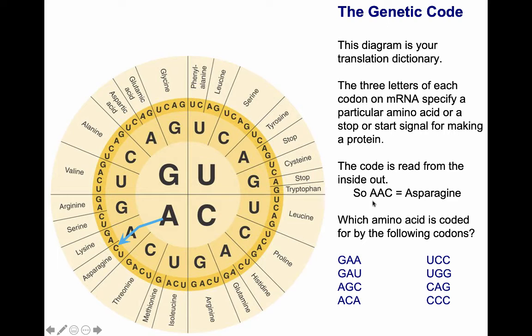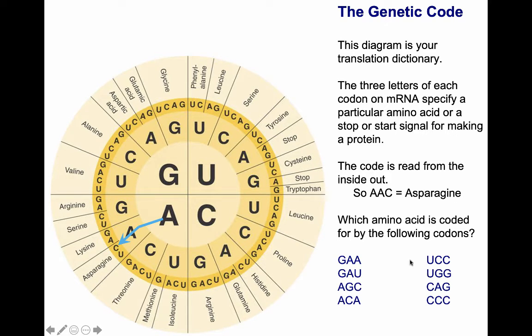So if we have the codon on a messenger RNA, the 3 base sequence AAC, we start in the middle with the A, the second letter also A, so we go out to this section, third letter C, so we go out here and we see that the correct amino acid for that codon is asparagine.